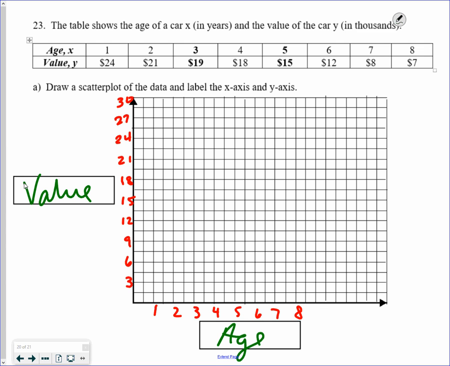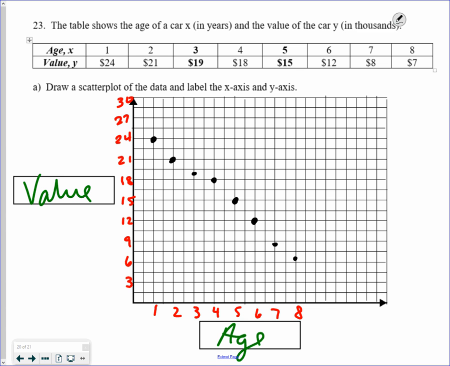So 1, 24, dot; 2, 21; 3, 19; 4, 18; 5, 15; 6, 12; 7, 8; and 8, 7.